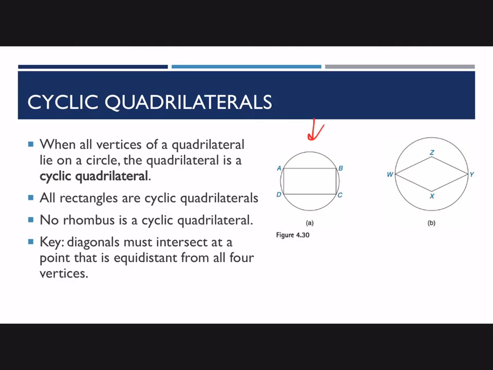On the right, here's an example of something that's not a cyclic quadrilateral. Okay, only 2 of the 4 vertices are on the edges of the circle. This is a true statement: all rectangles are cyclic quadrilaterals. However, the next one, I put this in here because it was in the book, but going through this I realized that this is actually a false statement. Okay, no rhombus is a cyclic quadrilateral. So that is not true.